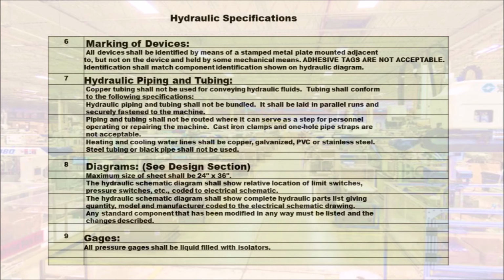Heating and cooling water lines shall be copper, galvanized, PVC or stainless steel. Steel tubing or black pipe shall not be used.